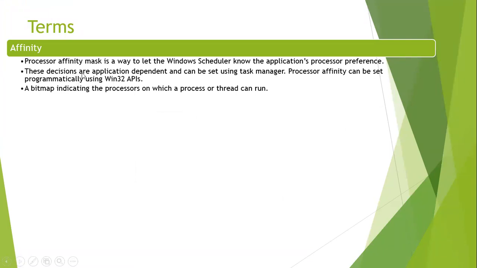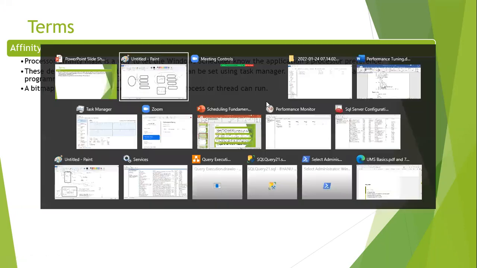These decisions are application dependent, right? So it depends on whichever application we are using. We can set that either using Task Manager or SQL Server. We have that facility for SQL Server. I'll show you how to set that affinity mask. The bitmap indicates the processor on which a process or thread can run. So based on settings, we decide on which processors SQL Server threads can execute.